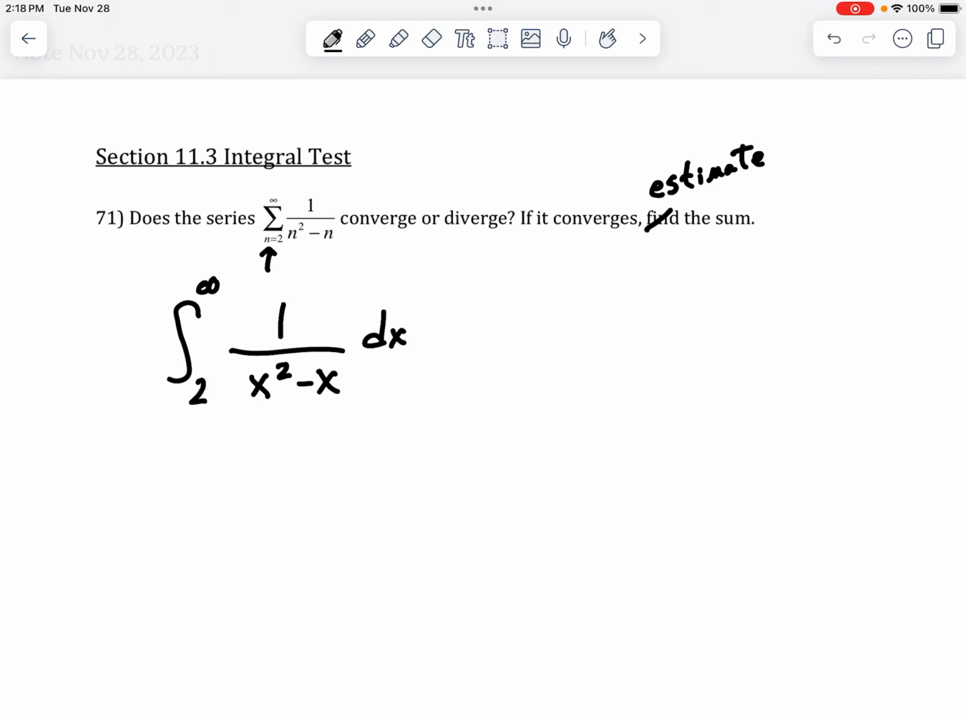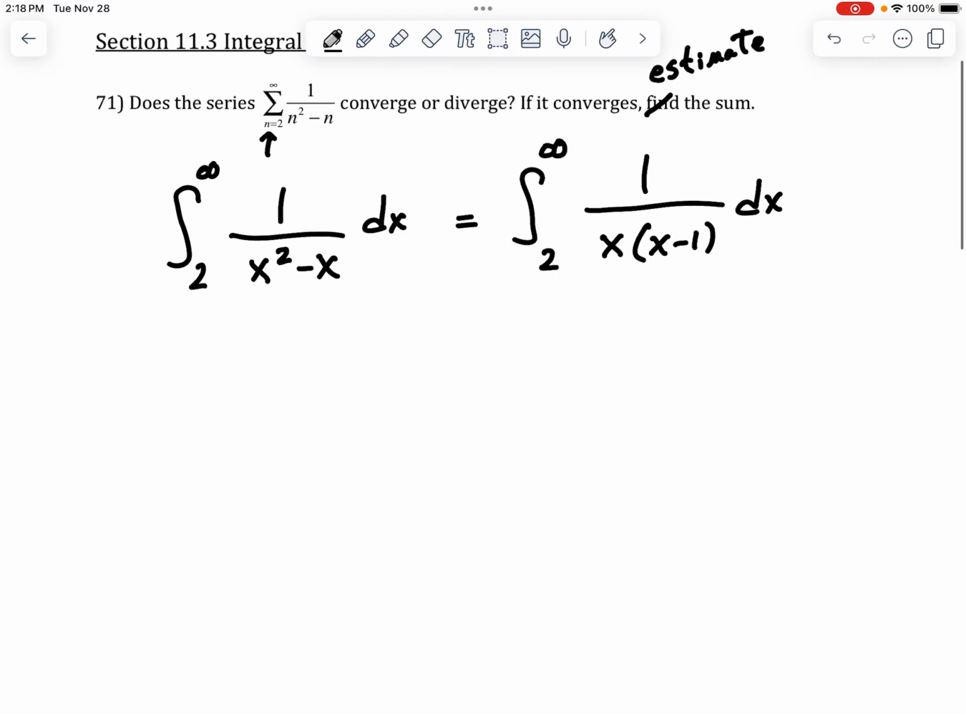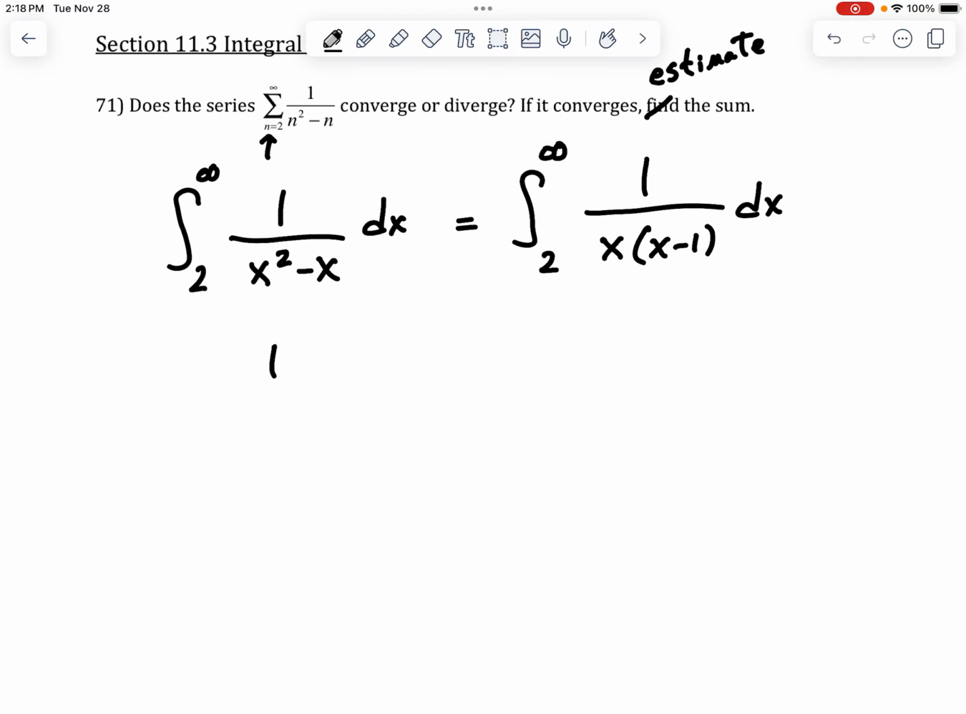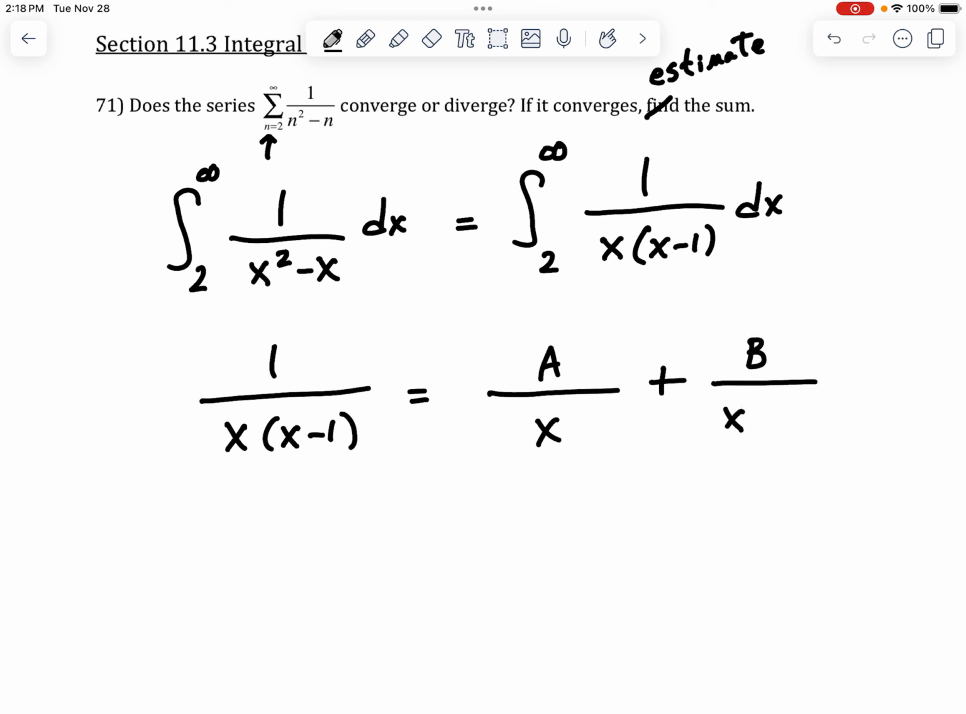And then that looks like we should factor it. So integrate. And then the bottom could be factored as x times x minus 1. And now it's time to do some pre-calculus and do the partial fractions for that. So if I do the pre-calculus right here, it looks like 1 over x times x minus 1 can be rewritten as two fractions. One of them will say a over x, and the other one b over x minus 1.